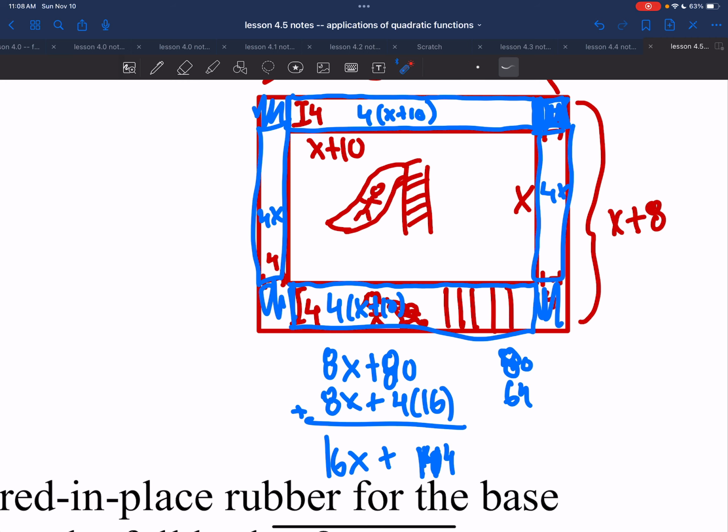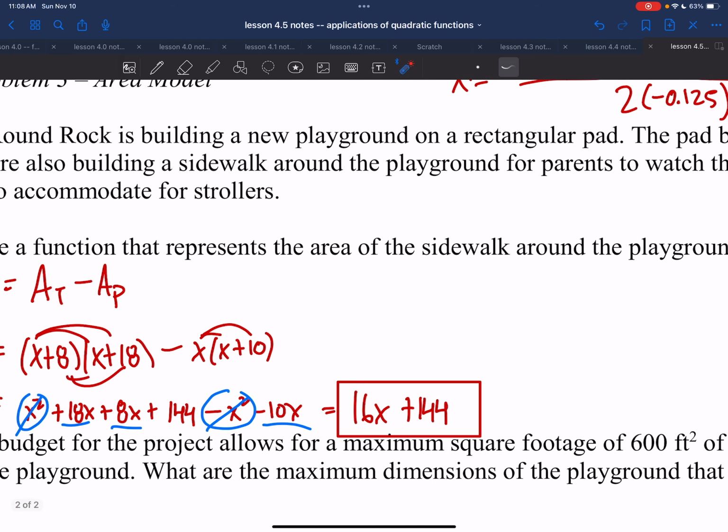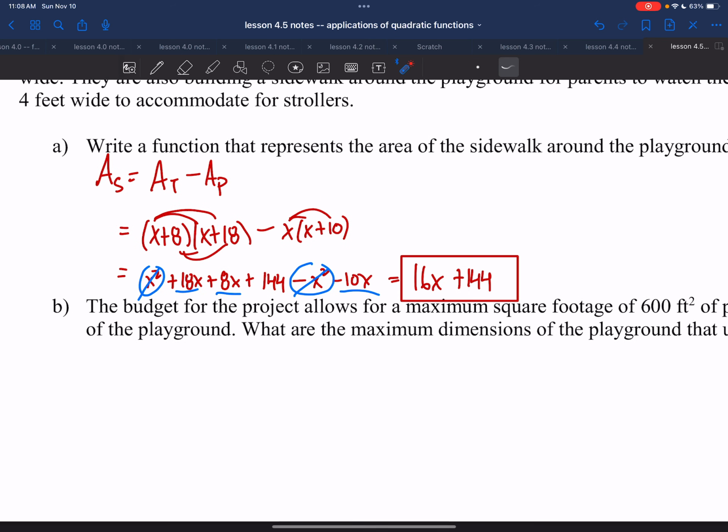And you could do that, okay? You could. It's not that hard. But this is a neat way to do it too, taking the area of the total minus the area of the playground. Okay. Last question, then we're done with the video.